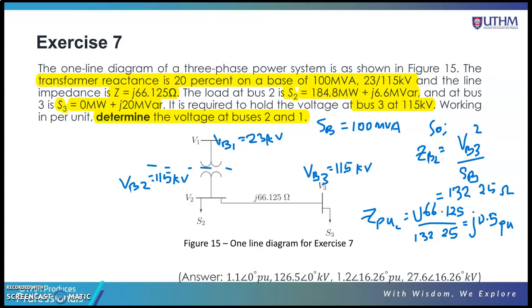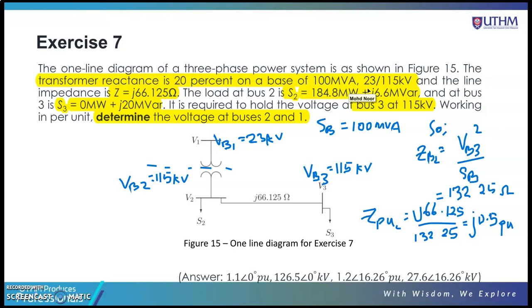Okay, so in this video we'll discuss the tutorial on the per unit system chapter. Look at exercise 7. The one line diagram of a power system is as shown in figure 15. The transformer reactance is 20% on a base of 100 MVA.